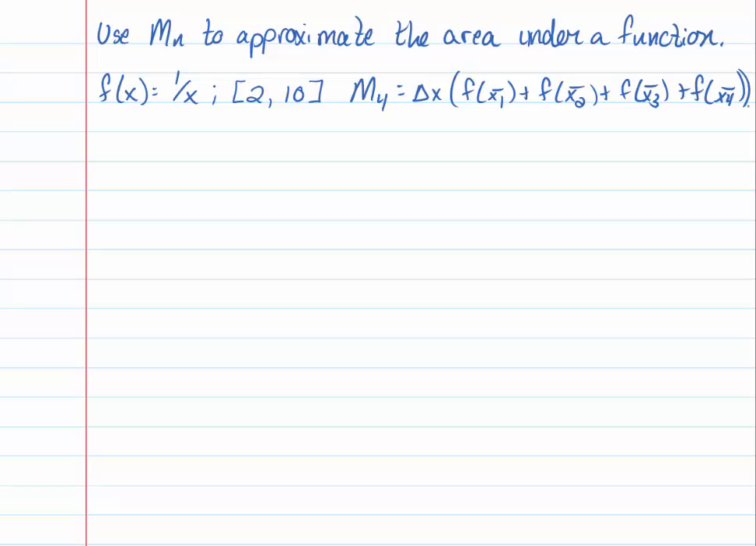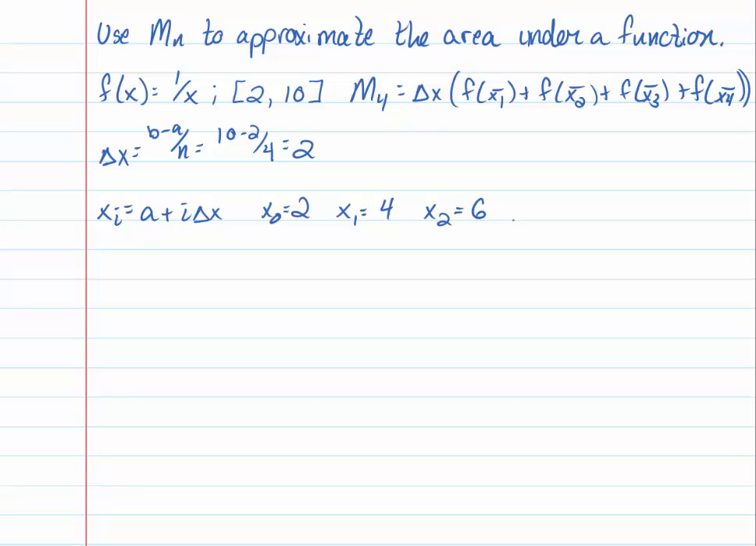All right, so if we start with delta x, it's still the same. It's still b minus a over n. So we get 10 minus 2 over 4, and that's going to be 2. xi is again still a plus i delta x. So x0 is going to be just 2. x1 is 2 plus 2, so that's 4. x2, if we add another 2 to that, we get 6. Another 2 to that, we get 8. And another 2 to that, then we get 10.